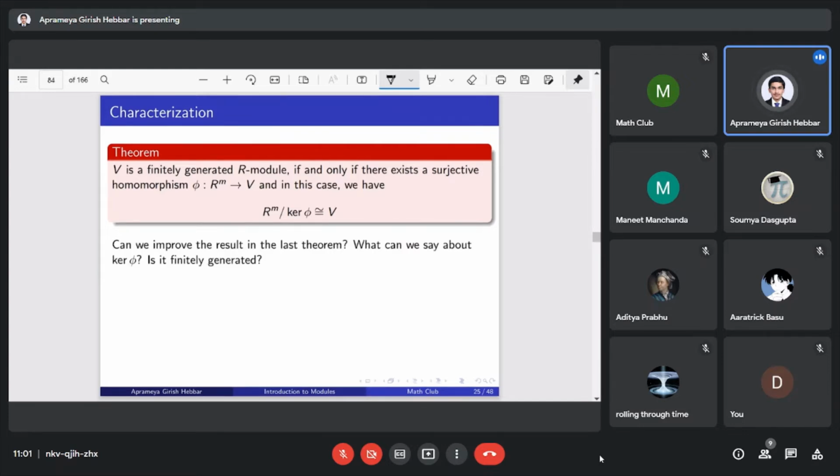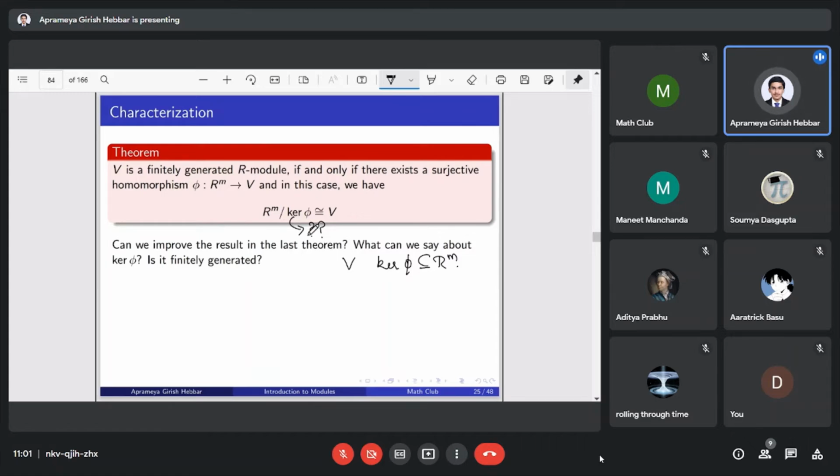Like, can we improve this? So what can we say about kernel phi? We know that V is finitely generated. Okay, so can you say something about this kernel phi? Kernel phi is a submodule of Rm, right? So it's a submodule of Rm. Can you say whether it is finitely generated?